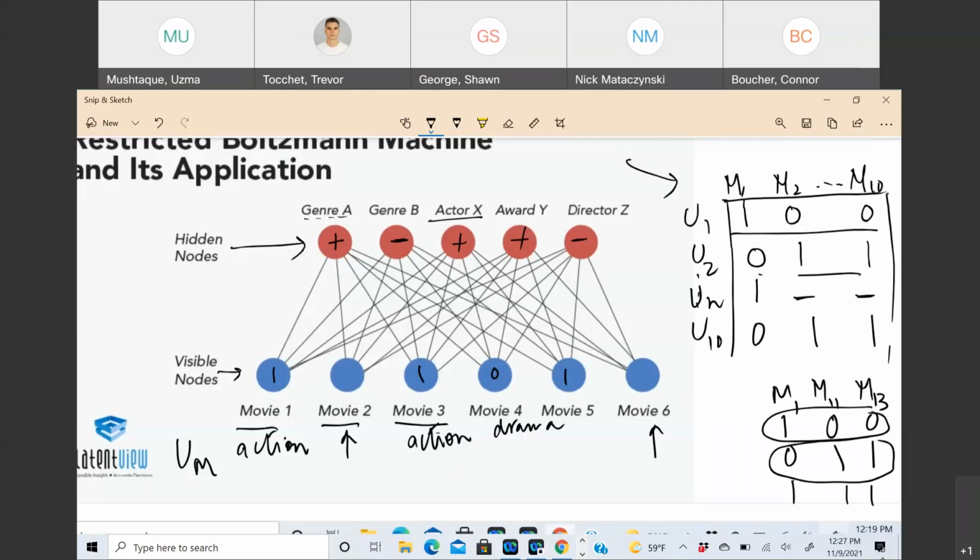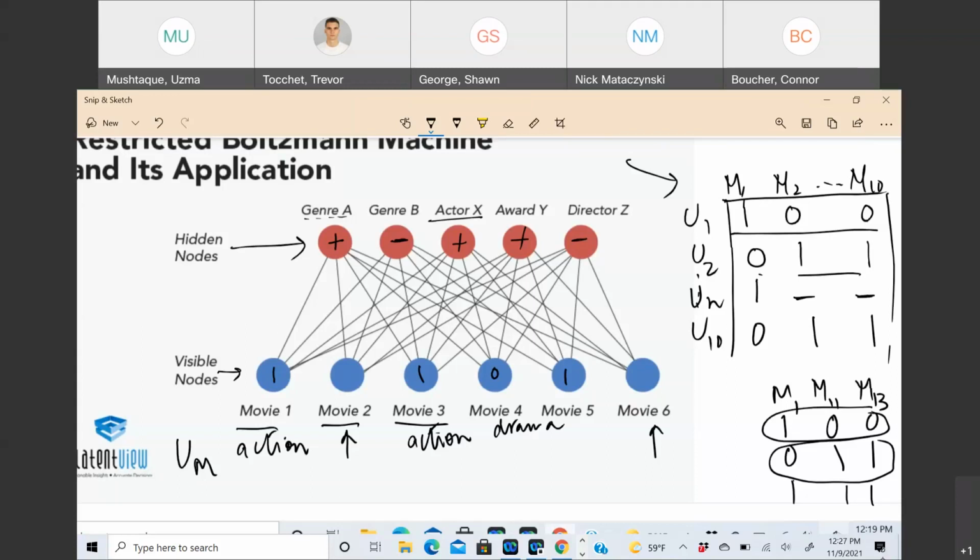Based on this representation, my network has come up with some features. And those features get a positive or a negative value depending on my test user that comes in, and whether they like a particular movie or not. They will have some values. And based on those values, I can give higher weights to, for example, genre A and lower weights to genre B and so on.